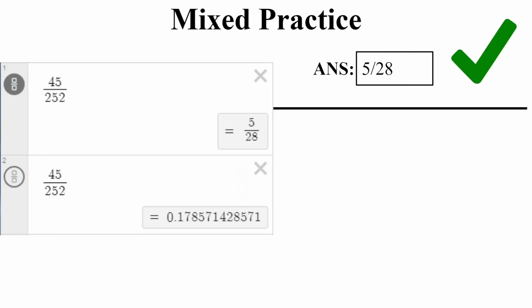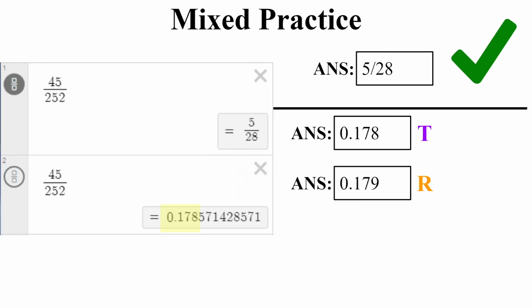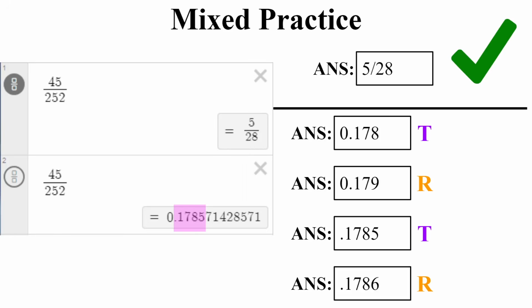All right, so now let's go over the truncating and rounding. So let's include the 0. Truncated would be 0.178. Rounded, we got 5 or bigger to the right, so that would round up to 0.179. And if we did it without the 0, truncated would be 0.1785. And rounded would be 0.1786, because once again we round up because the number to the right, 7, is 5 or bigger.